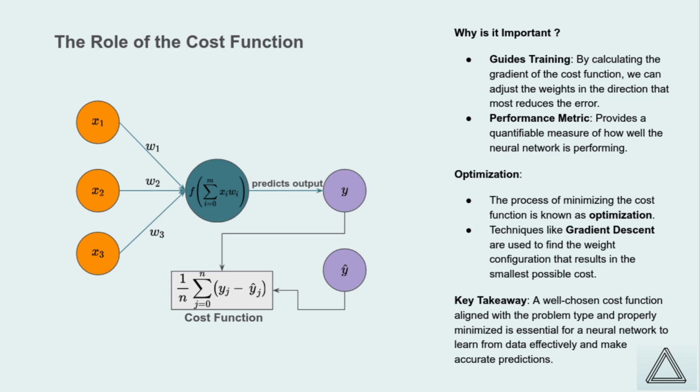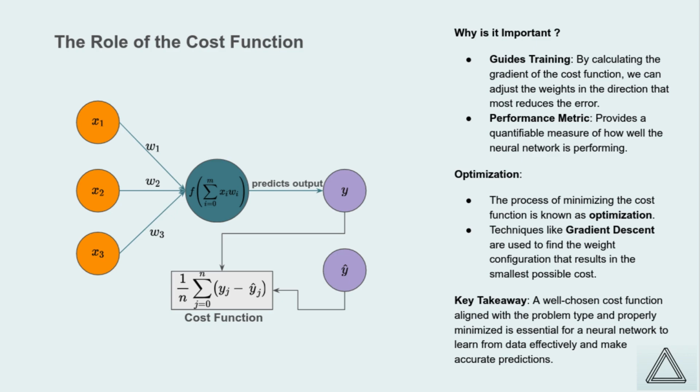Performance metric. The cost function provides a tangible measure of the network's performance. A lower value indicates better accuracy in predictions, and tracking this over time helps us understand how well the network is learning.